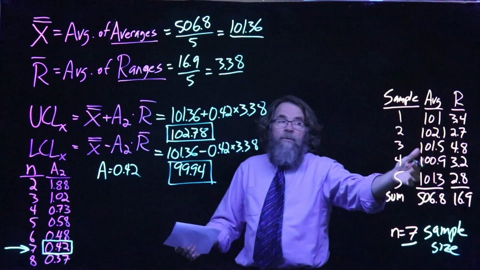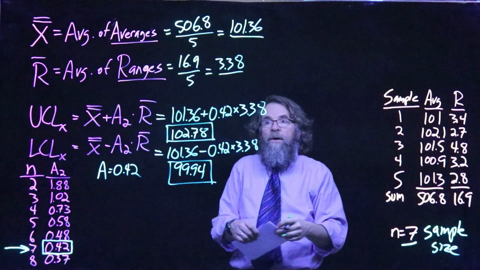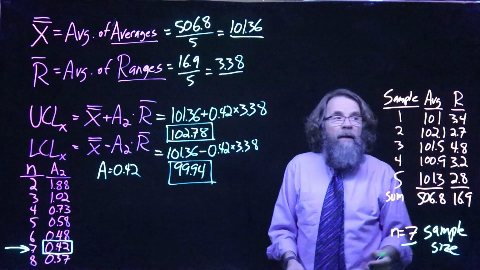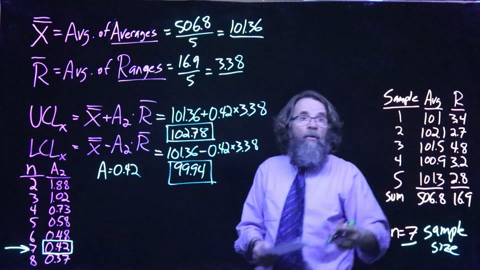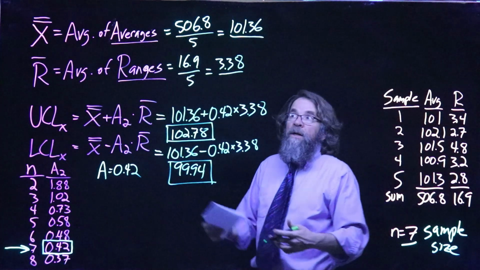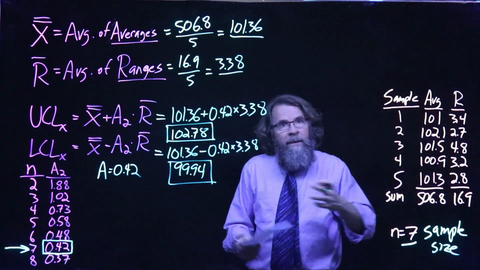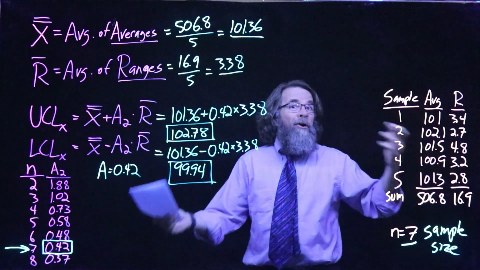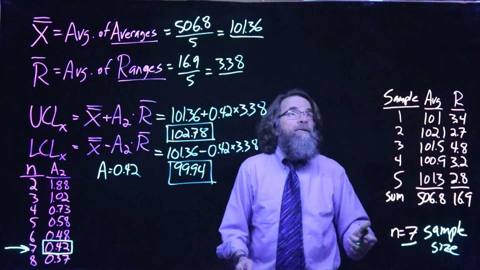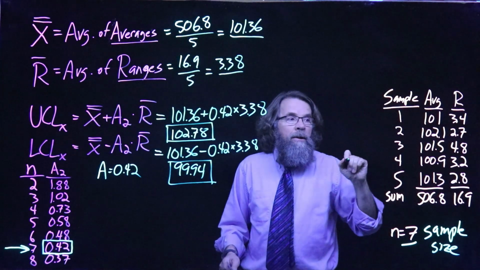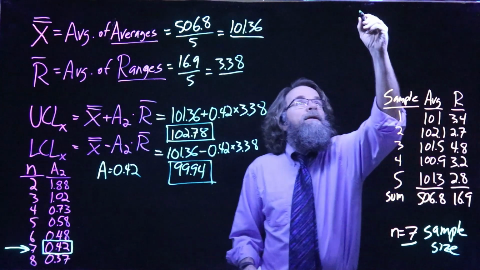Okay, so we've calculated the control limits, we could just look at the numbers. Do we have anything bigger than 102.78? No. Do we have anything smaller than 99.94? No. So we could say that the averages are under control, but it's much more effective to make a control chart. That's why we make control charts. So let me quickly graph these points.